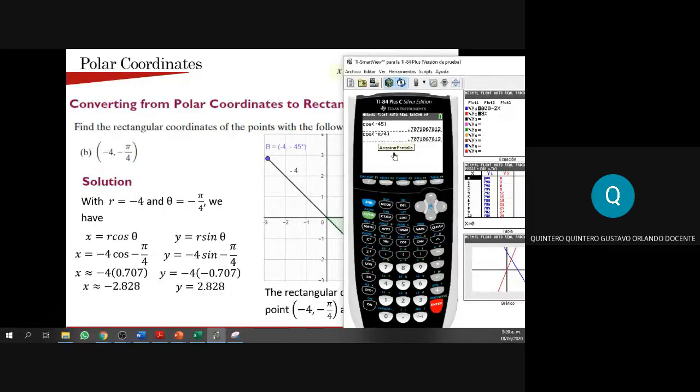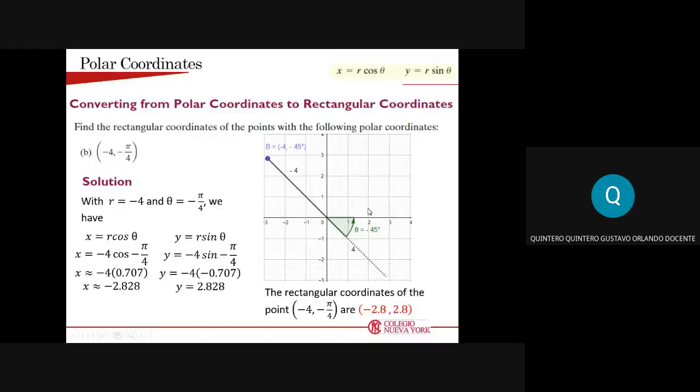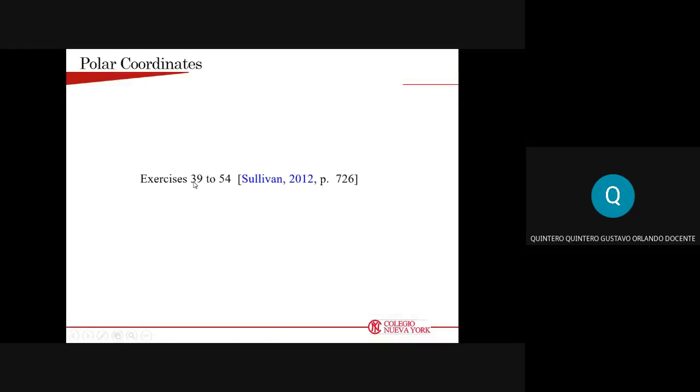All right? Okay, guys, that is something I wanted to show you to make things a little bit easier for you. So what I want you to do right now, guys, is to please get to work on exercises 39 to 54. Now, since you guys have a different book than mine, these are probably not the exercises I'm expecting.